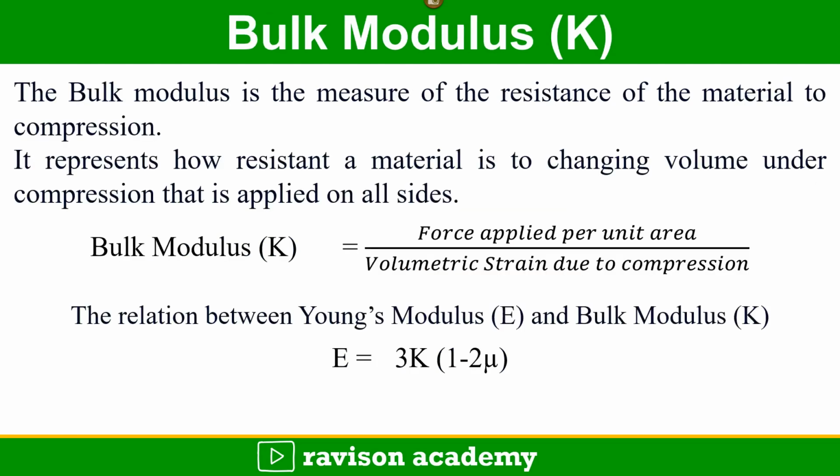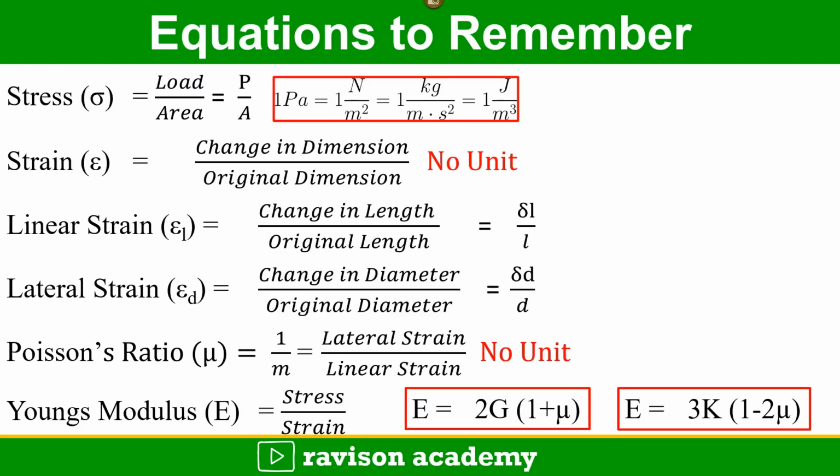Coming to the bulk modulus, it is the measure of the resistance of the material to compression. When you compress the material, how does it behave? Based on the bulk modulus value, we can tell the behavior of the material under compression. The bulk modulus is represented by K: the force applied per unit area divided by the volumetric strain due to compression. The relation between Young's modulus E and bulk modulus K is E = 3K(1 − 2μ). So these are the equations to remember, right?